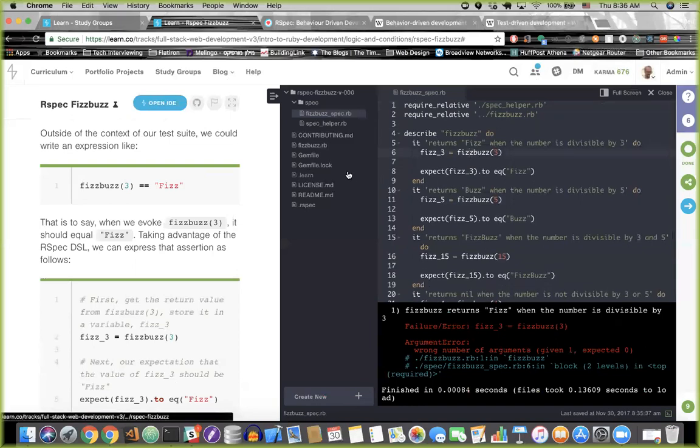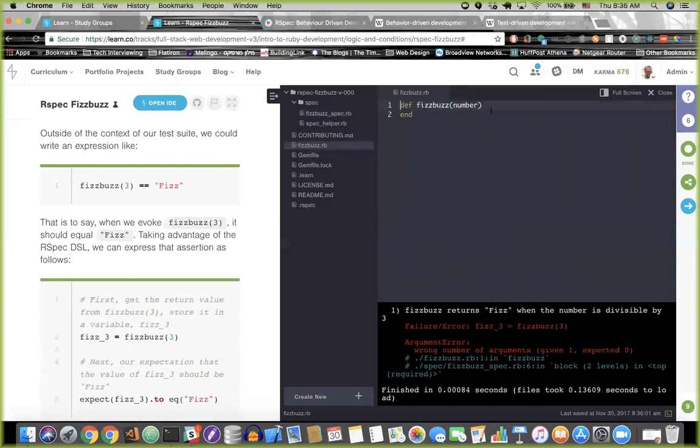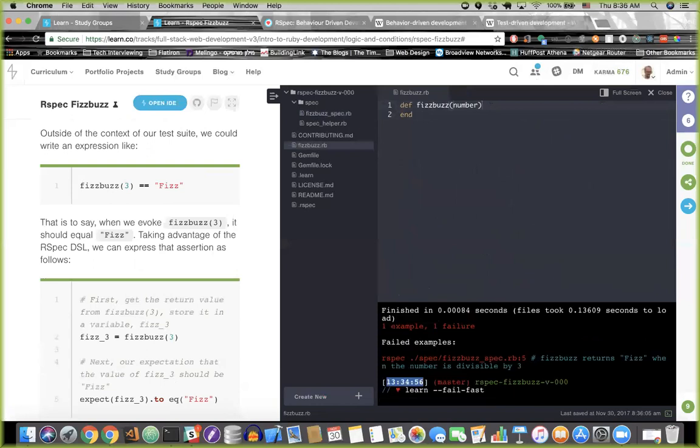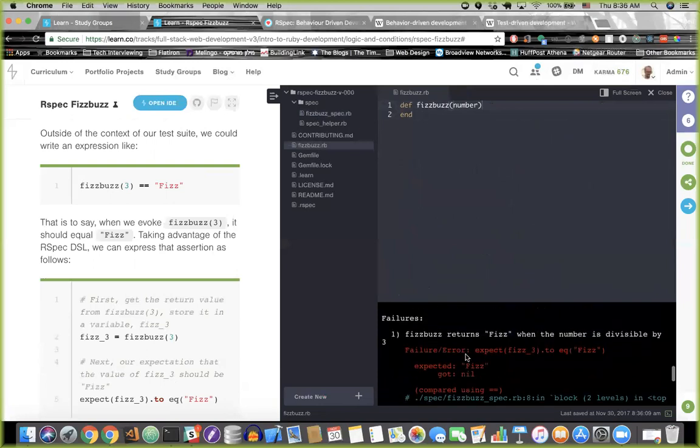So let's go back to our code here. Now we've given it an argument. Expected Fizz got nil. Because expected fizz 3 to equal fizz. So what's our problem here? RSpec for students to equal Fizz. We didn't show that yet. We need to write an empty method, right? How would we do that?